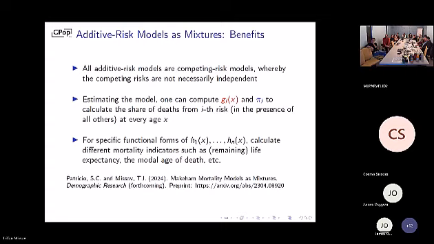In the paper that I just mentioned, we also show that you can calculate a lot of different mortality indicators: remaining life expectancy, the modal age at death, also the age at which a certain risk starts prevailing over the others, and so on and so forth.